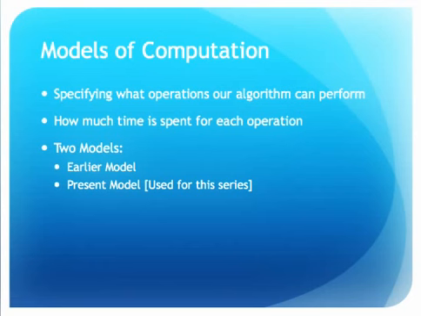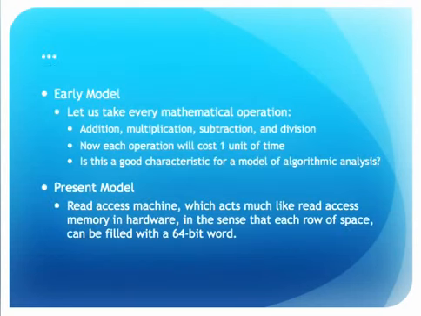So the two models that we'll look at are, first, the earlier model, which is very simple. You can probably look this up. I can't quite remember the computer scientist who created this model, but it wasn't very reflective. It wasn't a very good model. It really hid a lot of the internal times, you can say. And then the present model, which we'll use for this series.